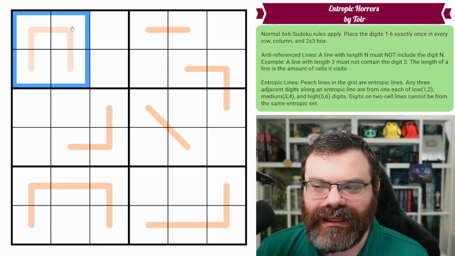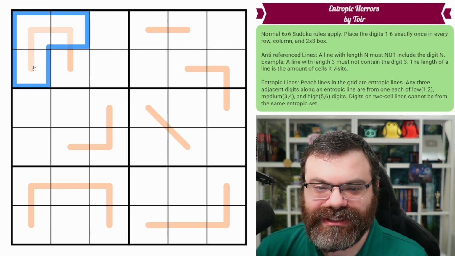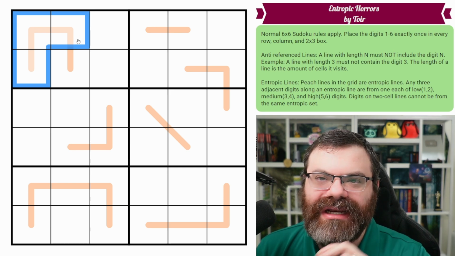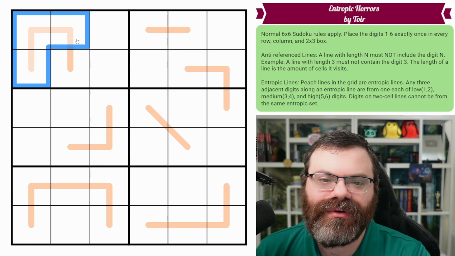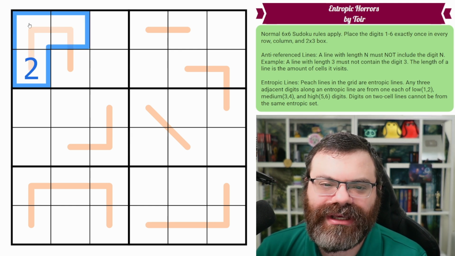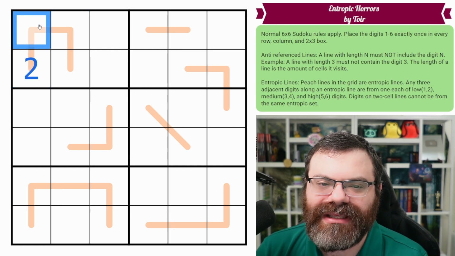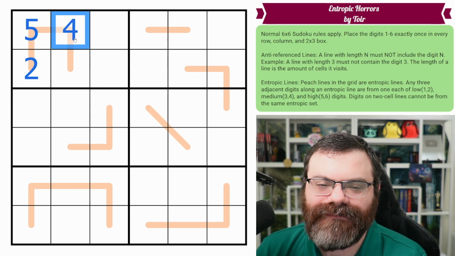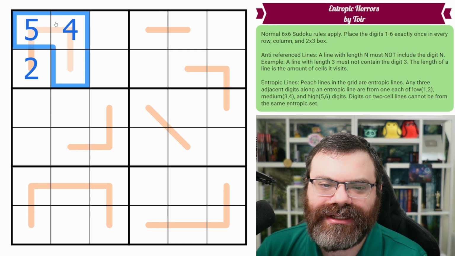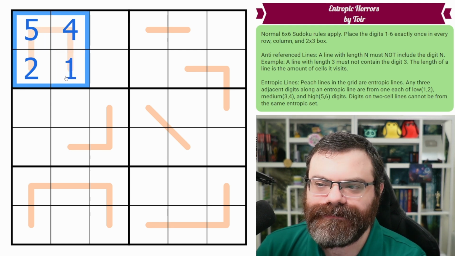So entropic lines: any set of 3 adjacent digits along the line, like these 3 or these 3, both count. They have one of each of a low, medium, and high digit. Low being 1, 2, medium being 3, 4, and high being 5, 6. So if I were to put a 2 here, for example, then this set of 3 already has a low digit. So these have to be from medium and high only. So maybe this is high, like 5. Maybe this is medium, like 4. But now notice how these 3 have a medium and a high digit. So this can only be low. So we would put, say, a 1 there. So that's how entropic lines work.